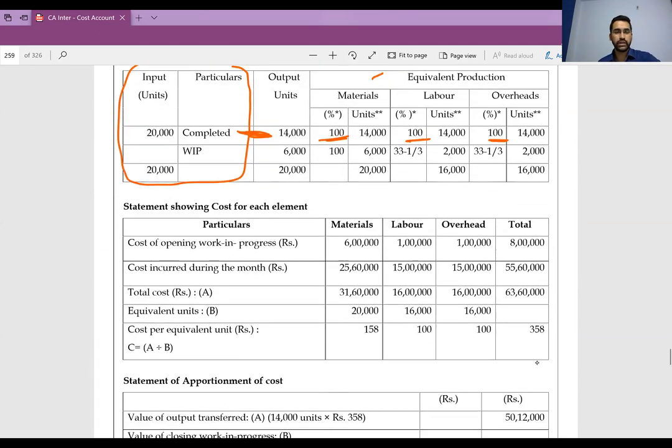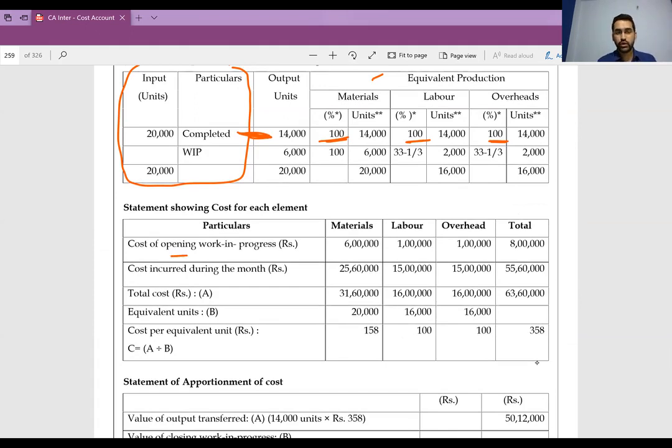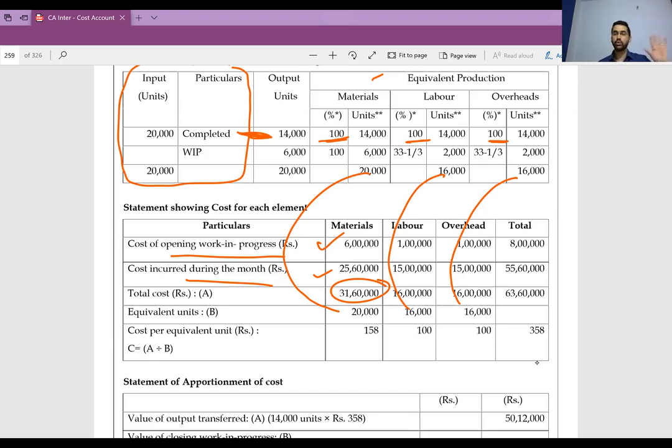And then cost for each element. You see, last year's cost also they took, current year's cost also they took, and they added. When we do it, we will do 6 lakh plus 25 lakh 60,000 to be divided by 20,000 here, 16,000 here, 16,000 here. Presentation can be different. You don't have to present it in the form of a table. If you are comfortable presenting with the table, I am totally okay with this.